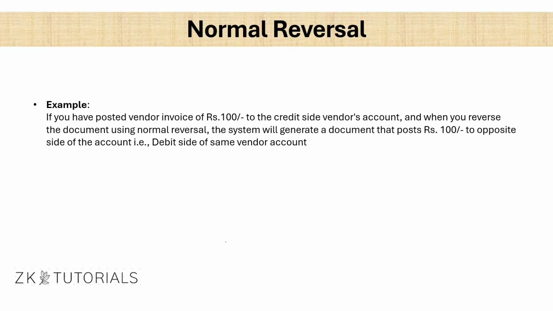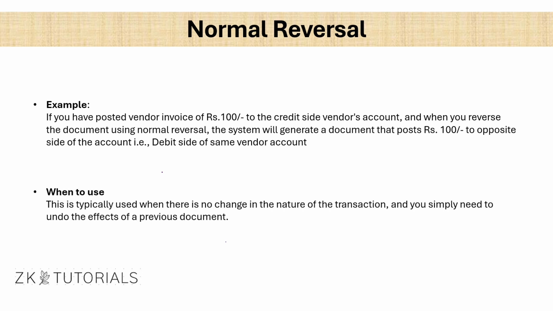In normal reversal, for example, if you have posted a vendor invoice of 100 rupees to the credit side of the vendor's account, and when you reverse the document using normal reversal, the system will generate a document that posts 100 rupees to the opposite side of the account, that is, the debit side of the same vendor account. We have seen the same example. Normal reversal can be used typically when there is no change in the nature of the transaction and you simply need to undo the effects of the previous document.